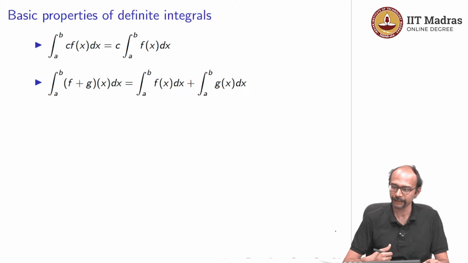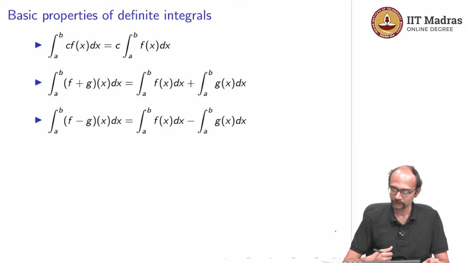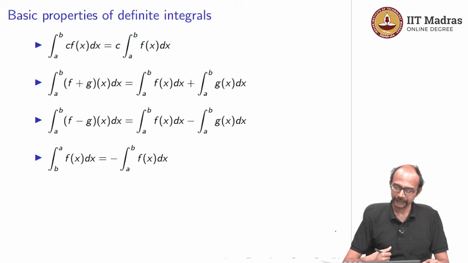Then for the sum of functions, if you take the definite integral, that is the sum of the definite integrals, and the same thing for the difference. If you subtract g from f and take the integral from a to b, instead, you could first take the integral of f and subtract out the integral of g, both from a to b. Okay.